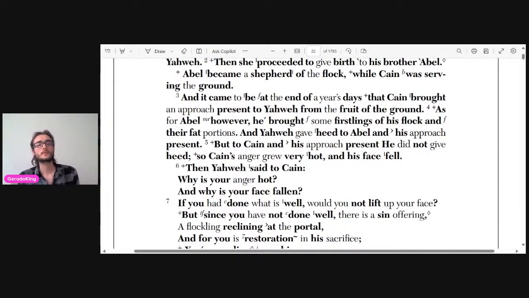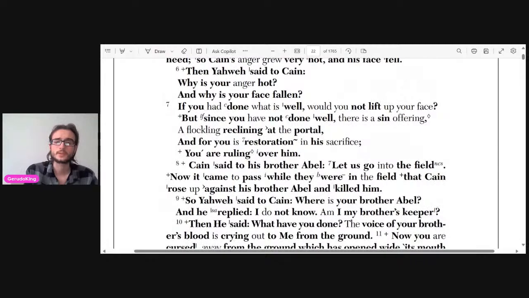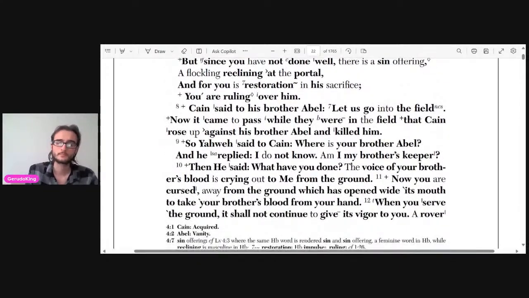And Yahweh gave heed to Abel and his approach present. But to Cain and his approach present he did not give heed, so Cain's anger grew very hot, and his face fell. Then Yahweh said to Cain, Why is your anger hot? And why is your face fallen? If you had done what is well, would you not lift up your face? But since you have not done well, there is a sin offering, a flockling reclining at the portal, and for you is restoration in his sacrifice. You are ruling over him.